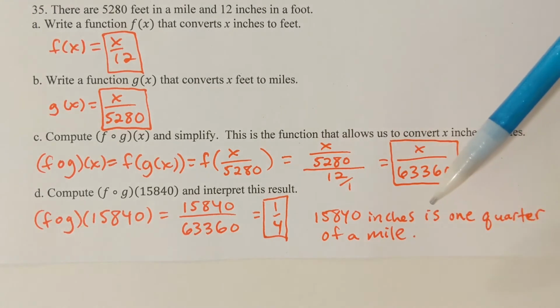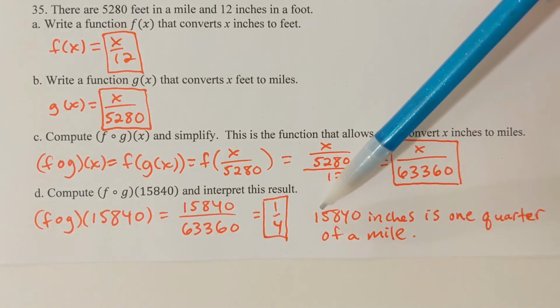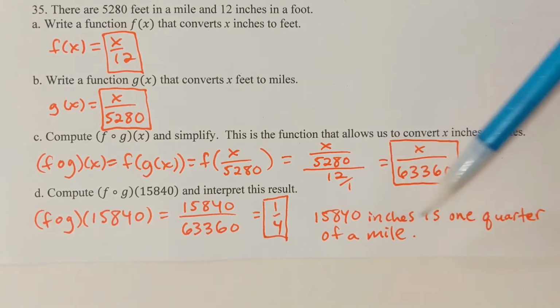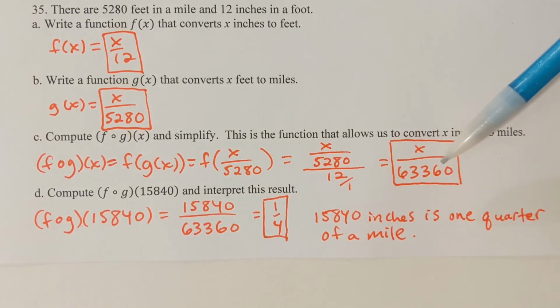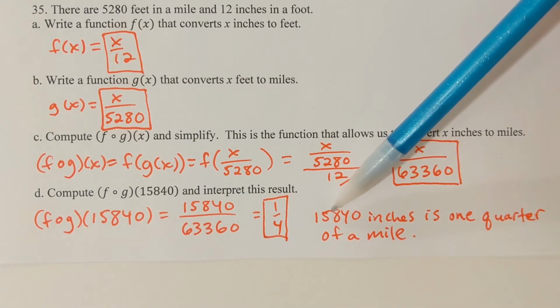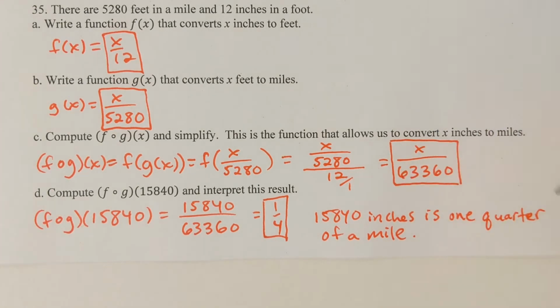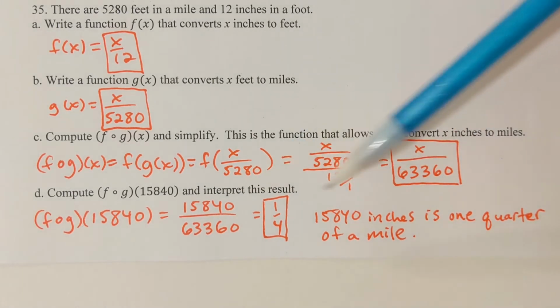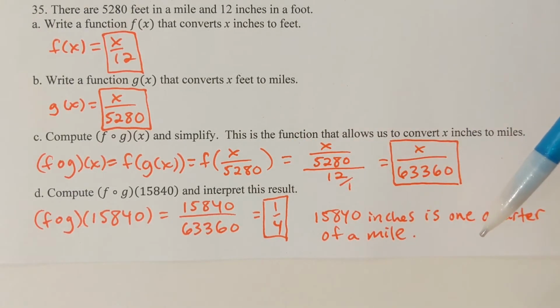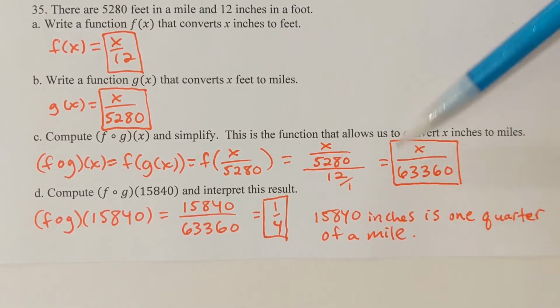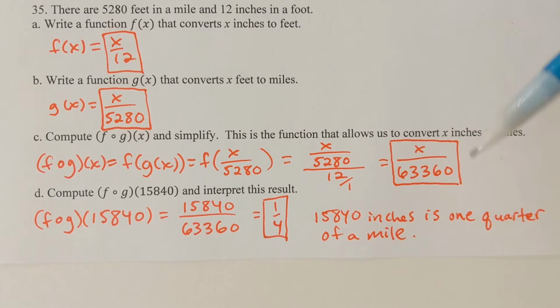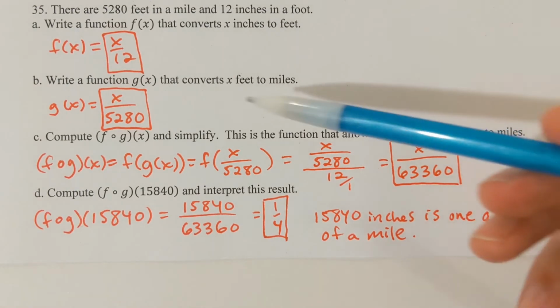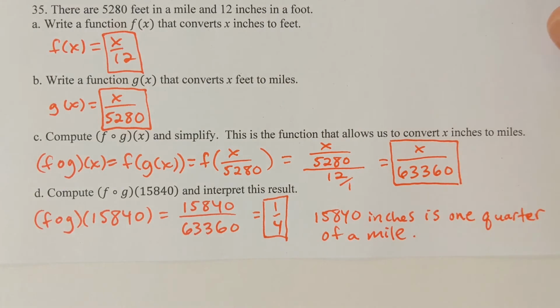Interpret this result. x was 15,840 inches, and I've produced a formula that allows me to convert x inches to miles. So in other words, if you had 15,840 inches, that would be 1/4 of a mile. If I had 63,360 inches, that would be 1 mile, right? And if I had x inches, I could know from this formula how much of a mile that is. Notice how this is function composition here. It's just an application.